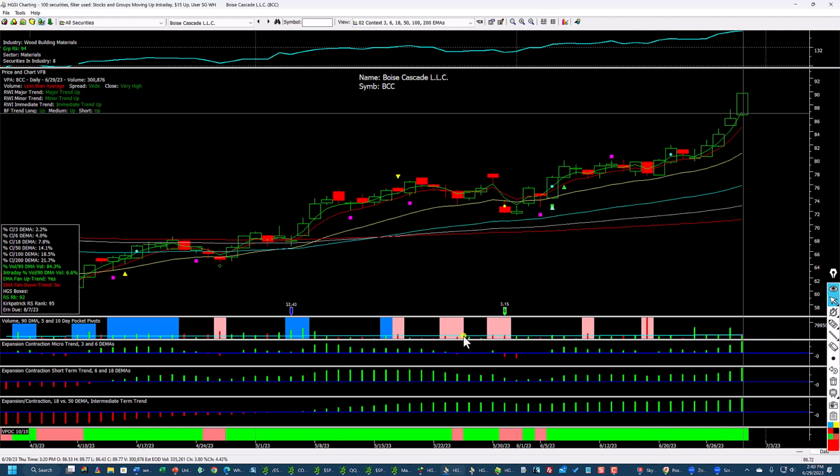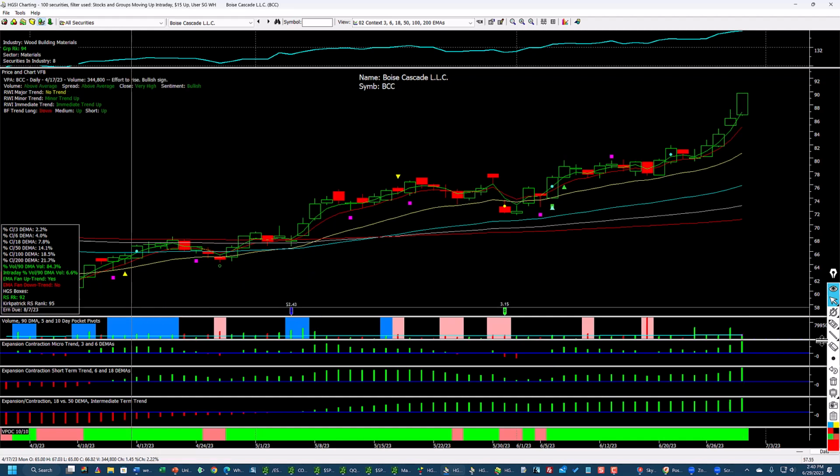Here's your... Let's see if I can do this. I wanted to bring up an arrow. I'll just do it over here. I can't remember the shortcut keys. That's my problem. Here's an arrow. Okay. So in this chart, there's their RS rank there and there also. But boy, this is a good-looking stock.